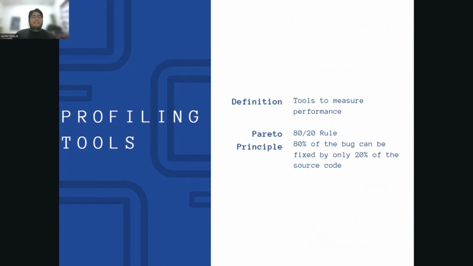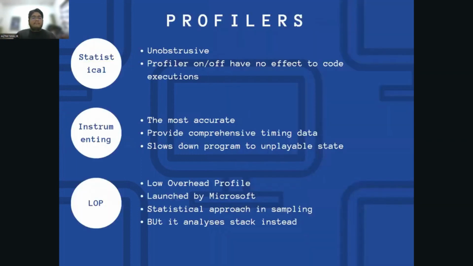And then we have conditional breakpoints, where we put a condition so that when the condition is met, the breakpoint is hit. Then we have profiling tools, where we measure the performance of our source code using the Pareto principle, the 80-20 rule, where 80% of the bugs can be fixed by only 20% of the source code. The question is which 20% is to be optimized.